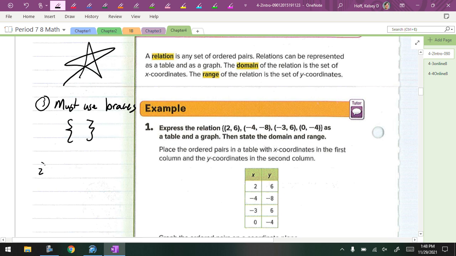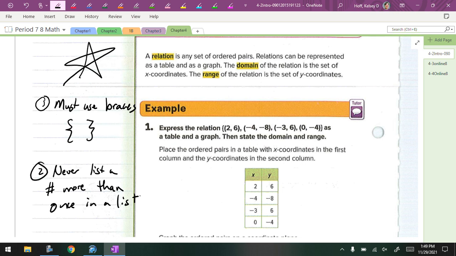The second rule is never list a number more than once in a list. We only have to write that number down 1 time. This is almost so easy today, our brain wants to overthink it. Okay? Domain is x, range is y.